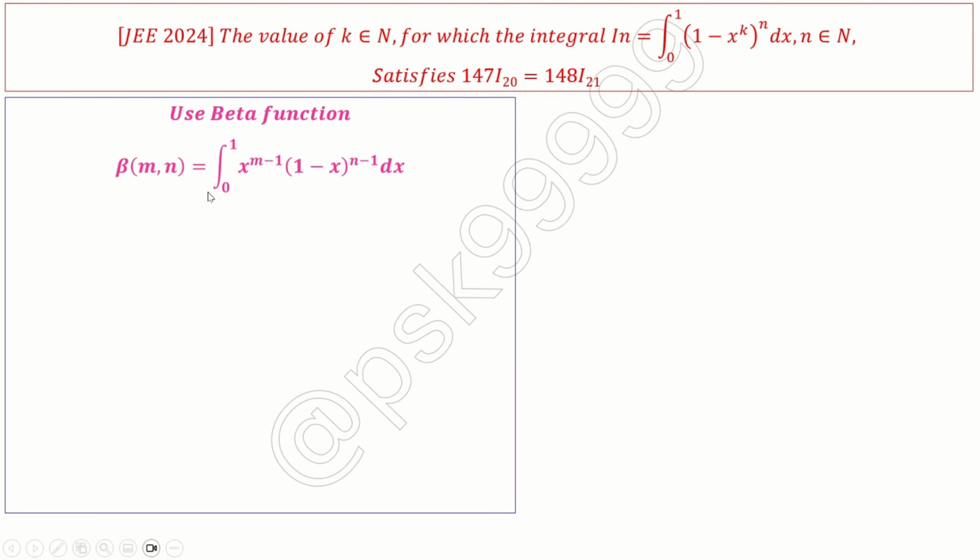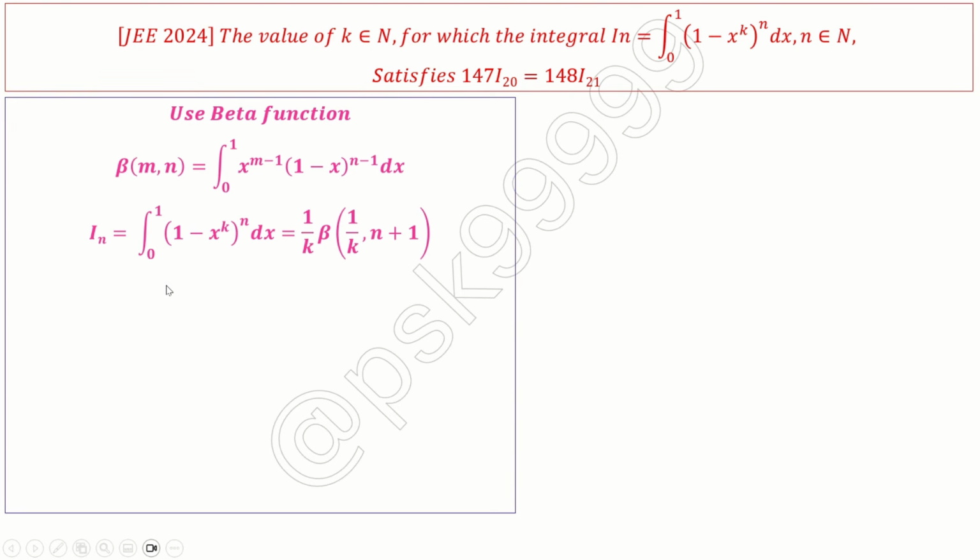Beta of m comma n is defined as integration from 0 to 1 of x to the power of m minus 1 into 1 minus x to the power of n minus 1 dx. Only thing missing in this is there is no x to the power of m minus 1 term, so this is not exactly the beta function. Beta function is when you subtract you get it. So same thing. If I take this, this is my I of n.